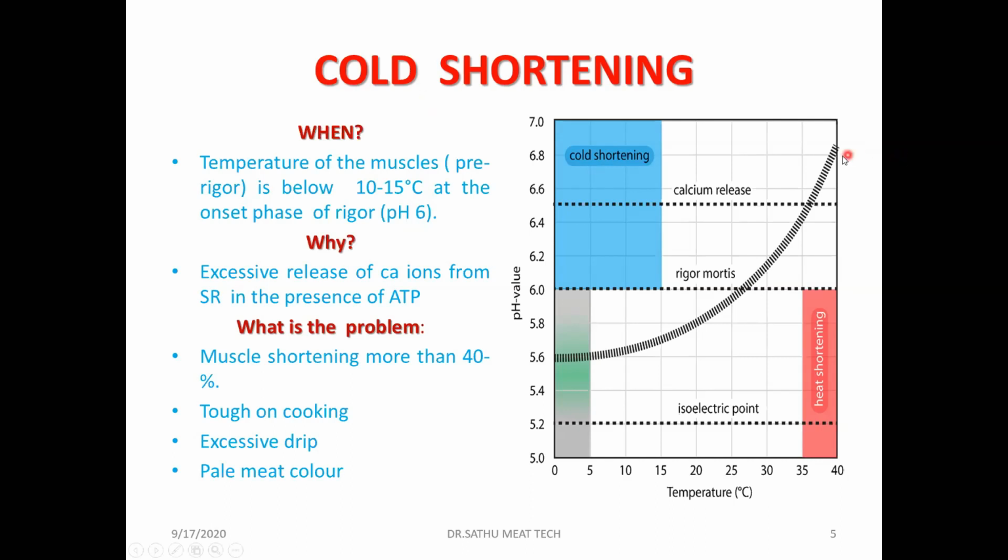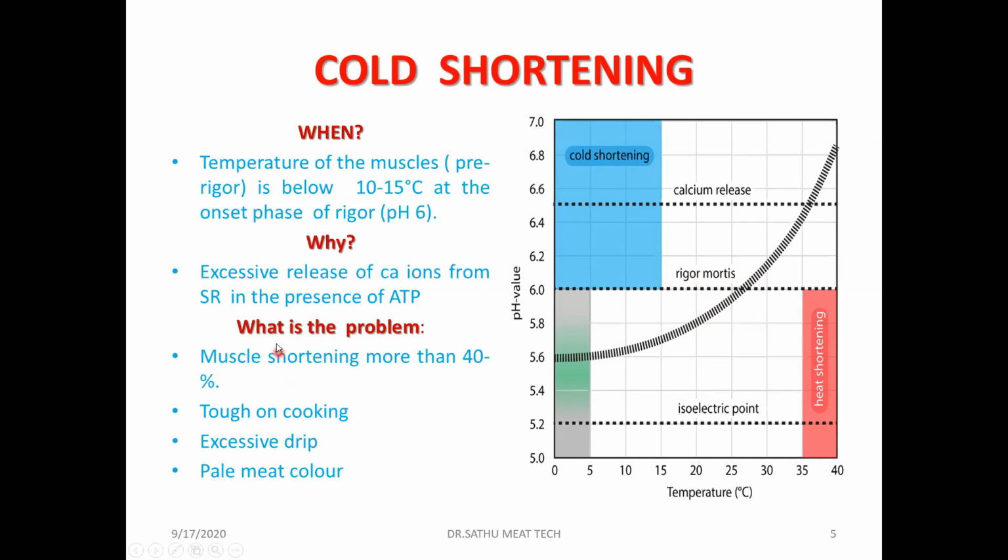As I already told in the previous slide, when you expose the pre-rigor muscle to less than 10 to 15 degrees centigrade, there is a disruption of the sarcoplasmic reticulum. The calcium will be released, and since it's pre-rigor meat, naturally the glycogen resource and the ATP will be there. So these two factors will lead to the toughening of the meat.